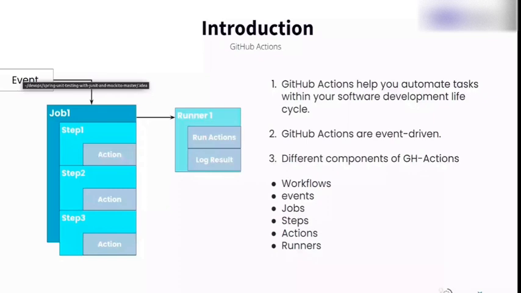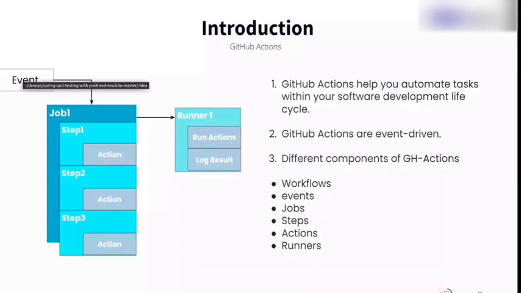So basically GitHub Actions are event driven. It means that whenever there is an event performed, your GitHub Action can actually trigger. And there are different components of GitHub Actions. Whenever you are going to write your workflow file or a particular CI/CD pipeline, there are some components that you need to use to write your workflow file.